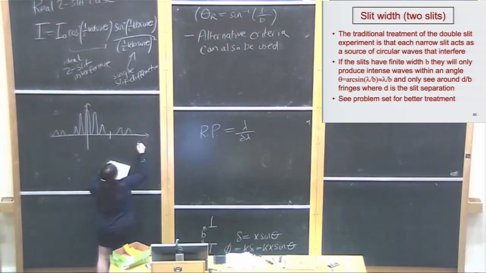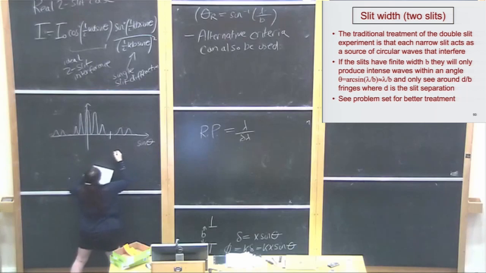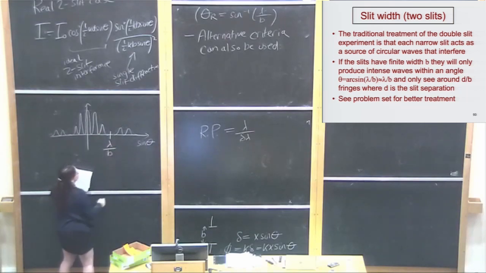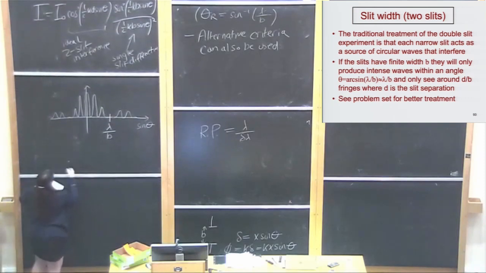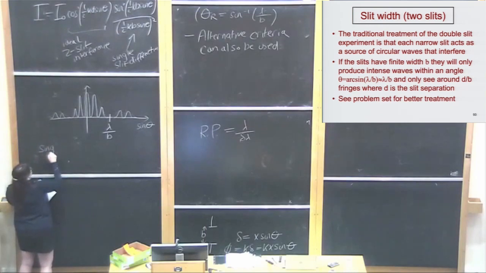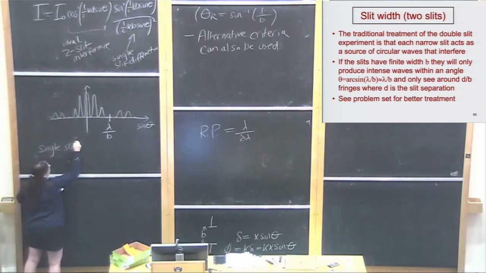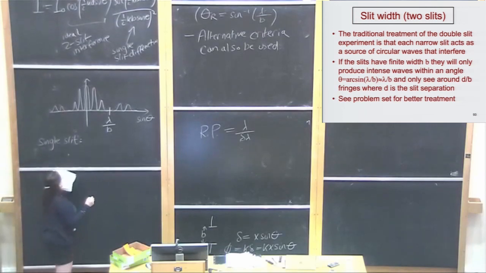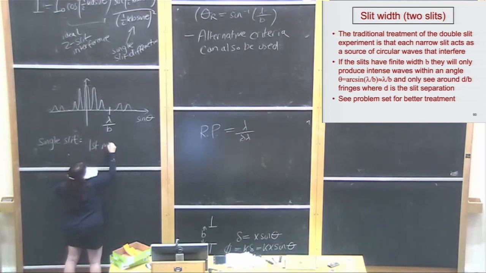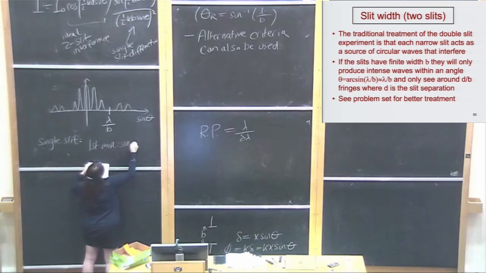I'm plotting this, let's say, as a function of sine theta. So that first minimum in the single slit diffraction, as we just calculated, is at lambda over b. Okay, so if you want to make notes on this, you're going to have to use a separate bit of paper because, as I say, it's off syllabus, so this is just a bonus extra you're getting. So single slit, the first minimum is at sine theta equals lambda over b, as I've just written on.